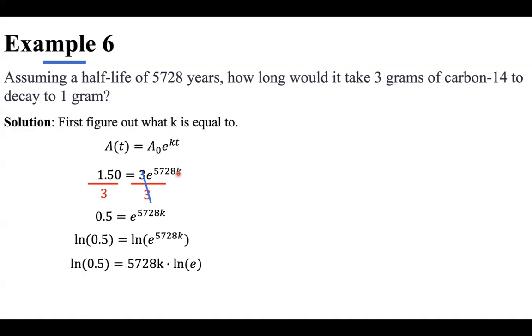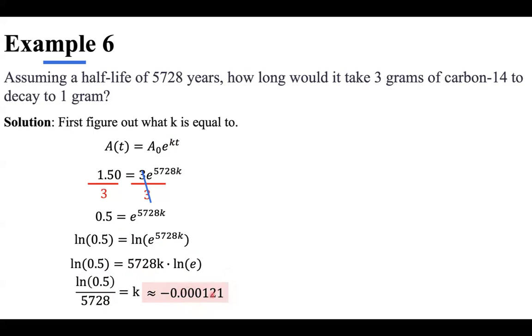Remember, the exponent comes up front, and the natural log of e is 1. Divide both sides by 5,728 to get k isolated. That's the exact amount of k, or you can round it to negative 0.000121. Remember this, you don't want to round.